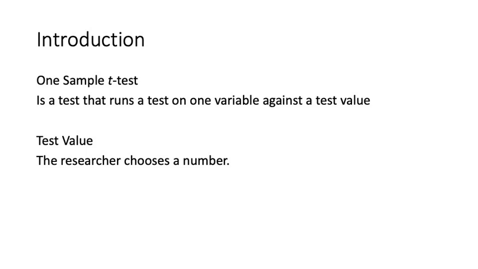For a one sample t-test, it's a test that runs one variable against a test value. Okay? What is a test value? It's a number the researcher chooses, basically like a mean, what they believe the number should be for whatever it is. Let's say it's exam scores. I say everybody should score an 80. When I run the test, it's going to run at 80, and it's going to tell me if the group is below 80 or above 80.